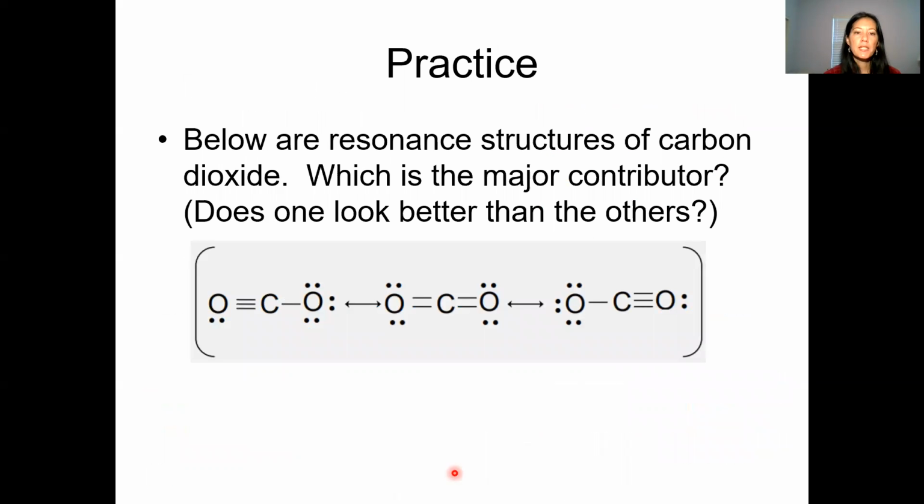So let's just practice. Take a look at these resonance structures of carbon dioxide. Just by looking at it, can you tell what is the major contributor? Meaning which one is the lower energy one that contributes most to the overall resonance hybrid? Does one look better than the others to you? And then go ahead and calculate formal charges. So pause this and take some time to do that.